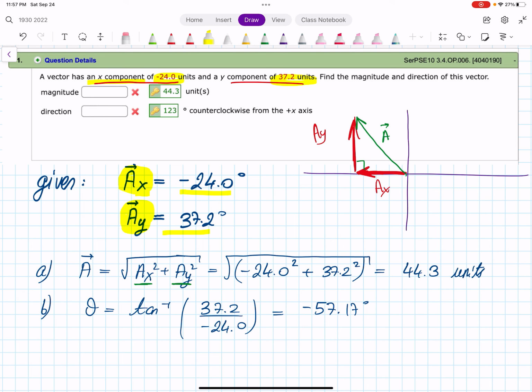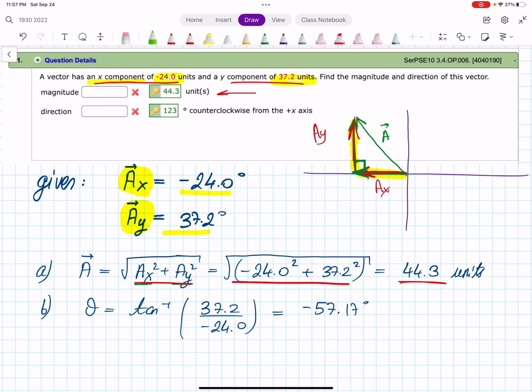Some of you asked me, are these always going to be at a 90 degree? Yes, these two are orthogonal. They are at 90 degrees. Why? One component is horizontal, the other component is completely vertical, and the angle between them is always 90. So you can always resort to the Pythagorean theorem. 24 squared plus 37.2 squared, taking the square root is going to give you 44.3. Yes, we are consistent with the answer.